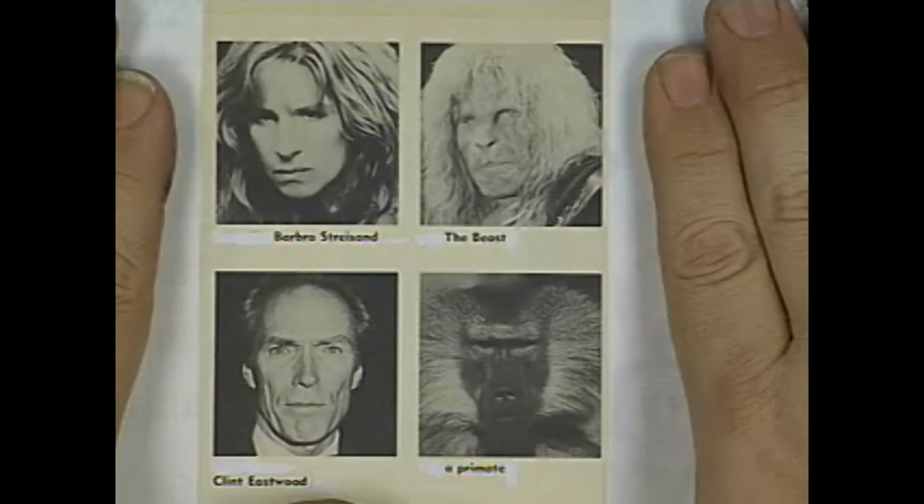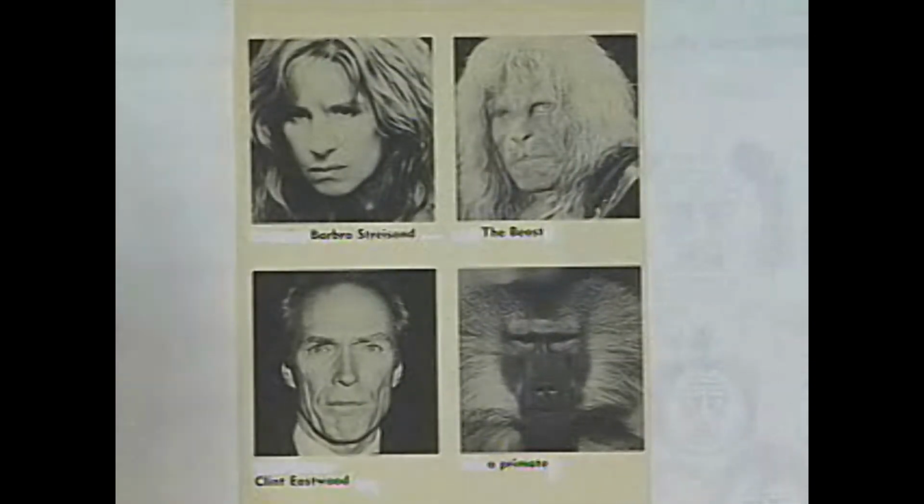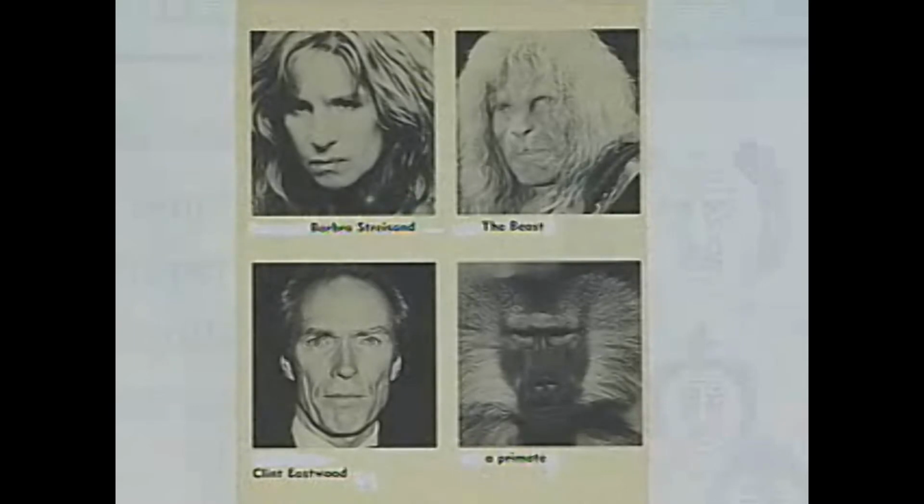Okay, we have 4 people here. We have Barbra Streisand, The Beast. Anybody old enough to remember The Beast? It's a TV series, Beauty and the Beast. Clint Eastwood and a primate. These would be our elements, for example, in our fuzzy set, our fuzzy relationship set.